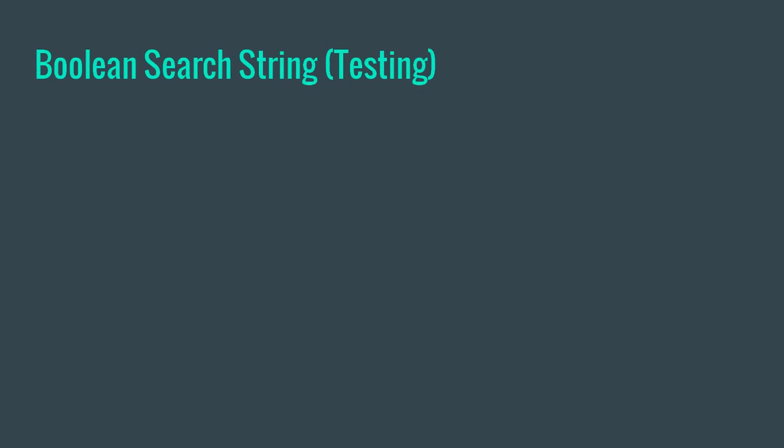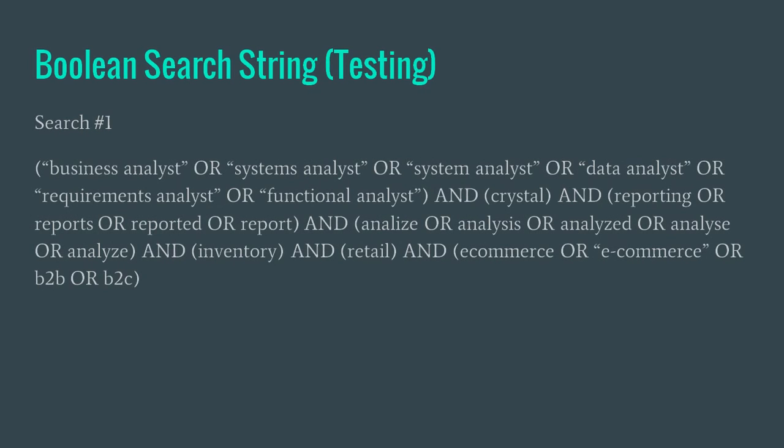So these are the experiment search strings that he was testing in this Boolean experiment session. Search string number 1 is this. It involves the business analyst or the systems analyst up to the functional analyst, because these are related terms. We put them in a bracket and we wanted them to appear exactly as they are. That's why we put them in quotation marks like this.